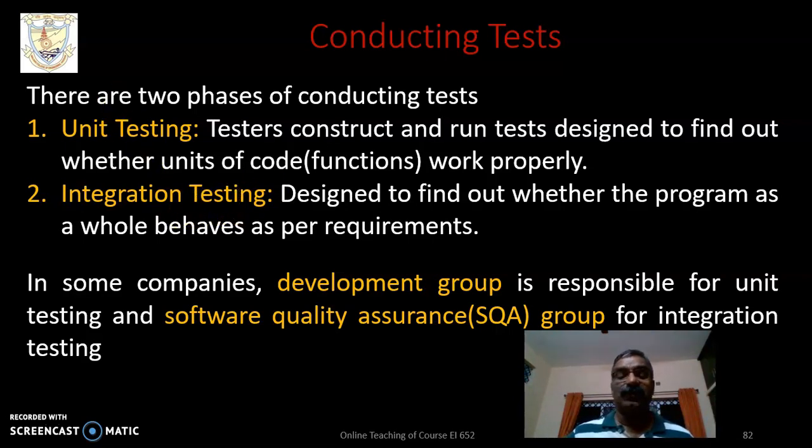In some companies, the development group is responsible for unit testing, and the software quality assurance group, called the SQA group, for integration testing. The responsibility of unit testing is normally shouldered by the development group, and integration testing by the software quality assurance group. It's not a hard and fast rule. Normally this is the norm which is followed by most corporates.